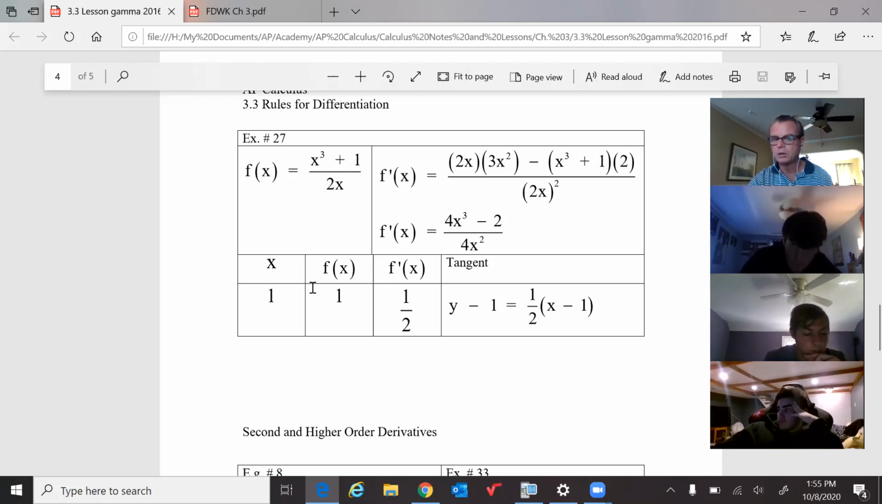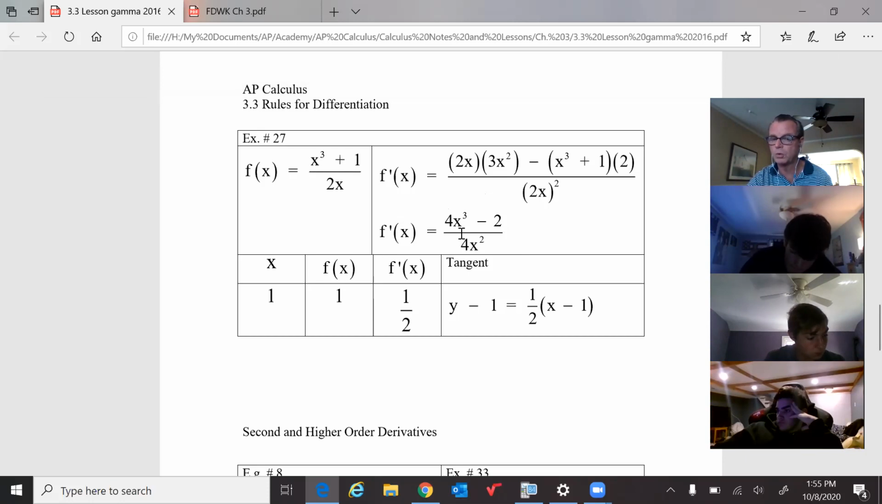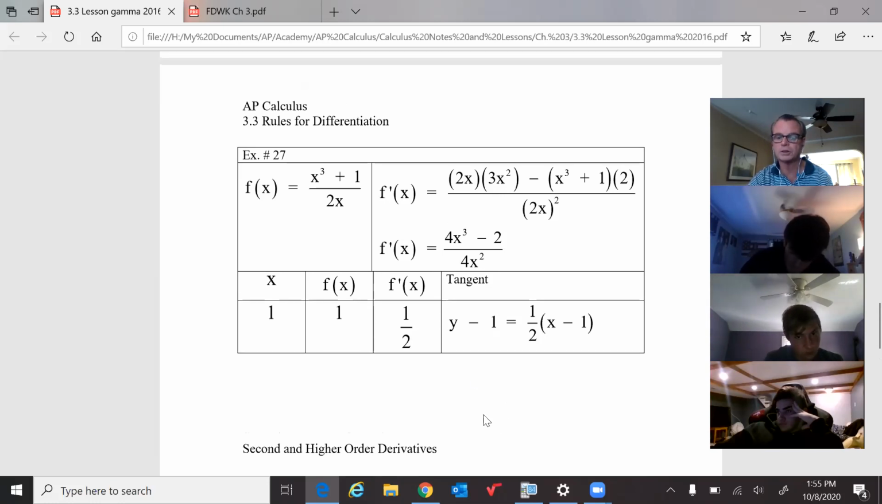So the question says, when x is 1, if I put 1 in here, 1 cubed is 1 plus 1 is 2, over 2 times 1 is 2. The height would be 1. If I put 1 in the derivative, I would get 4 times 1 cubed, take away 2, which is 2, divided by 4 times 1 squared, which is 4. 2/4, 1/2. So I would have y equals 1/2 x be the parent of the tangent graph, and I would slide it 1 to the right and up 1. So visually it looked like this. X cubed plus 1 divided by 2x.